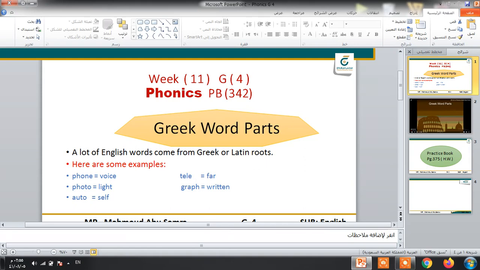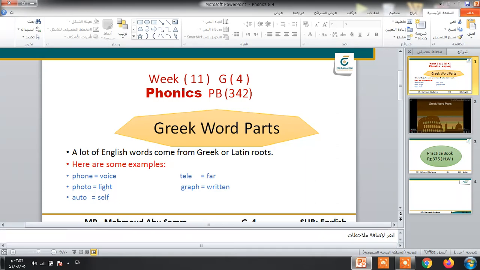This is week 11. Today's lesson is about phonics. The title is Greek word parts. You know, a lot of English words come from Greek or Latin roots. As you know, you are good boys. Here are some examples only.